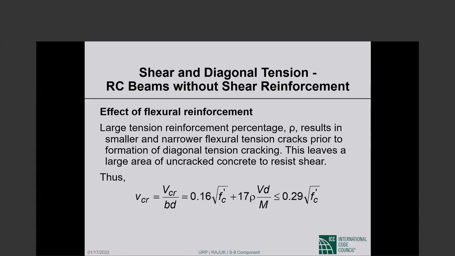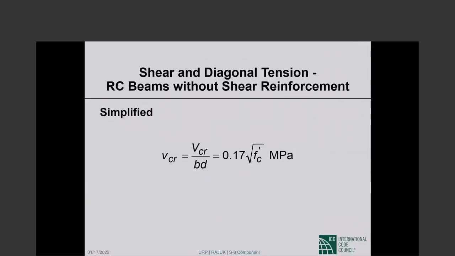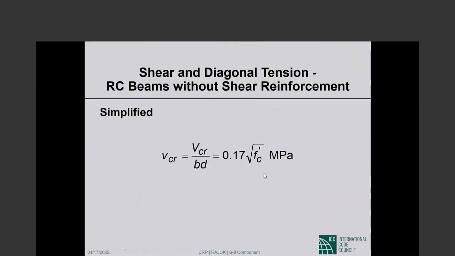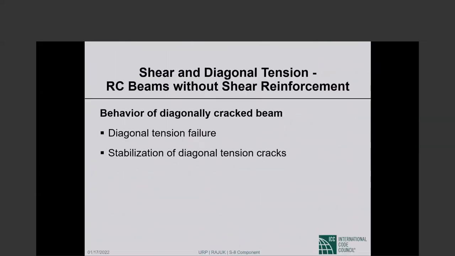The web shear cracking strength, for obvious reasons, is not helped by the longitudinal reinforcement that is at the neutral axis. It has nothing to do with the longitudinal reinforcement. So, simplified expression for flexure shear cracking strength. So this is 0.16. We take it as 0.17 and forget about rho. That is just a simplification. You don't have to do this, but that is done fairly often.